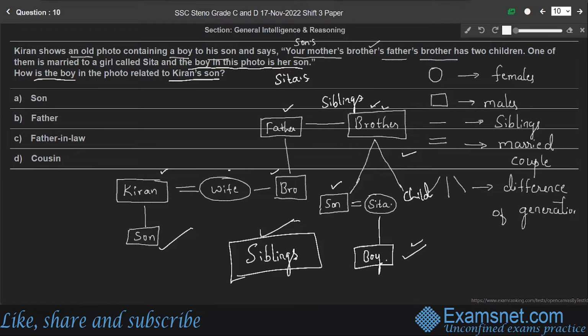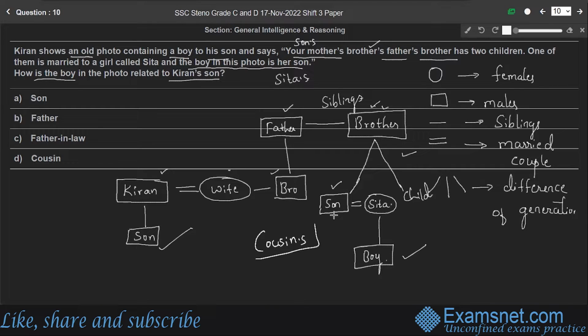Not siblings, sorry, cousins. Cousins, right? Therefore, option D is the right answer. So this boy and Kiran's son, they become cousins. Therefore, option D is the right answer.